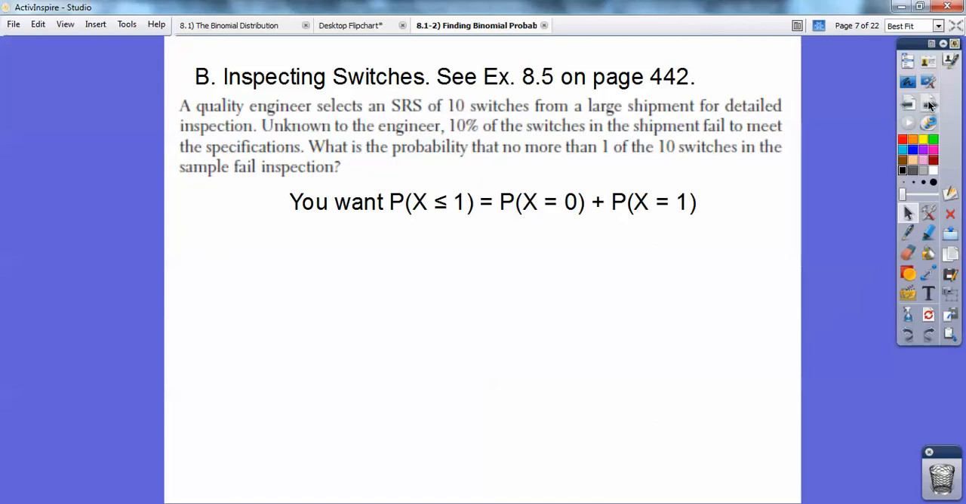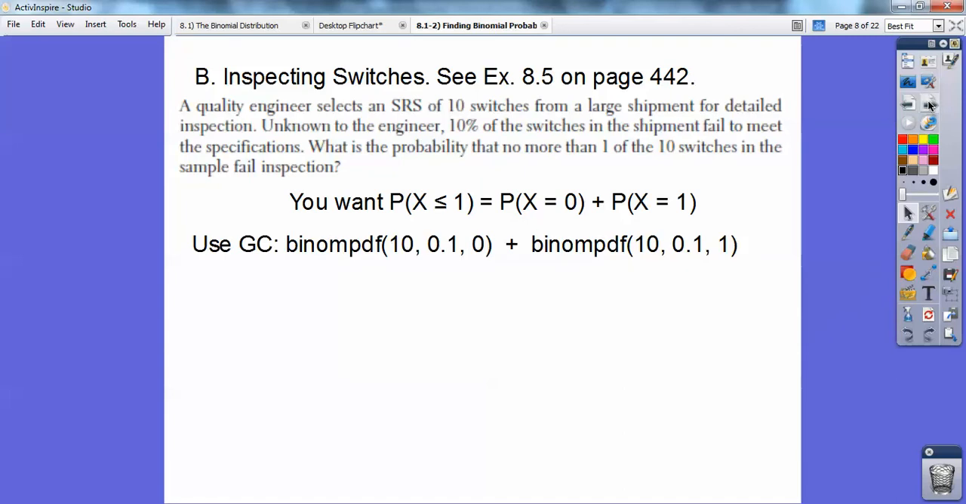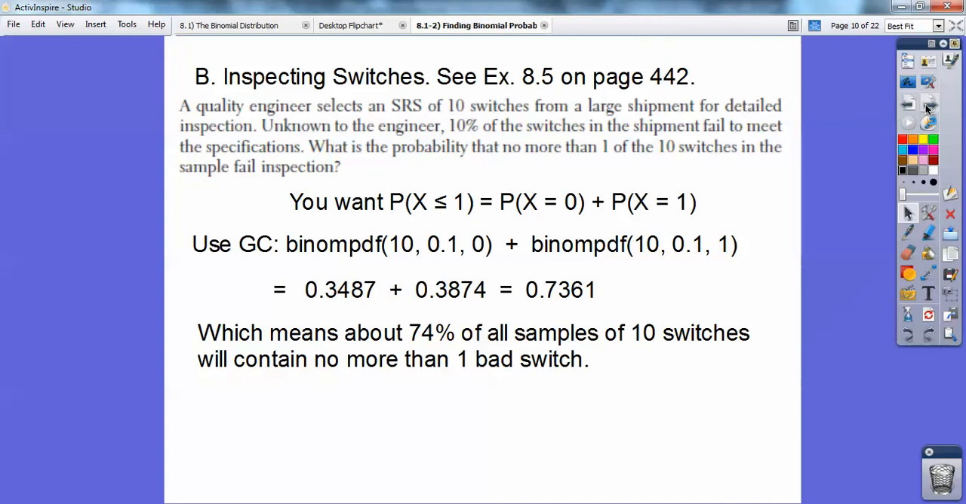Then you're going to use that new feature in your graphing calculator. Punch in binomial PDF 10, 0.1, 0. That stands for this one right here. Press enter. Then do the same thing for 10, 0.1, 1, and press enter. You should get these two decimals, and they add up to almost 74%. So what does that mean? That means about 74% of all the samples of 10 switches will contain no more than one bad switch.